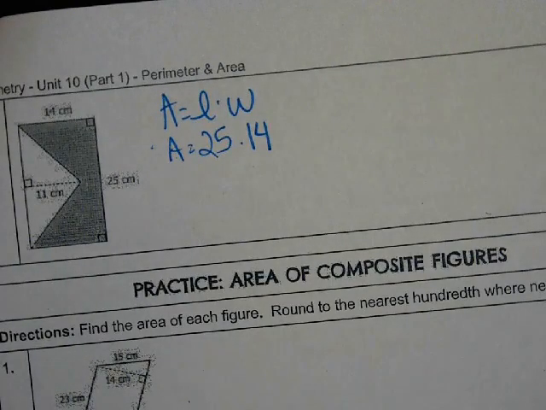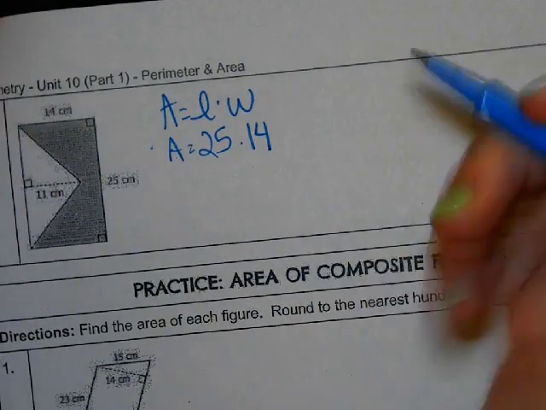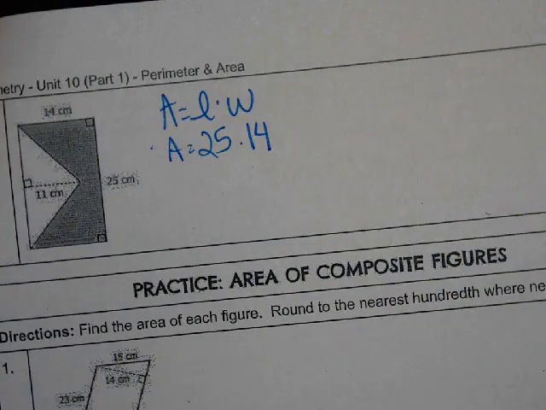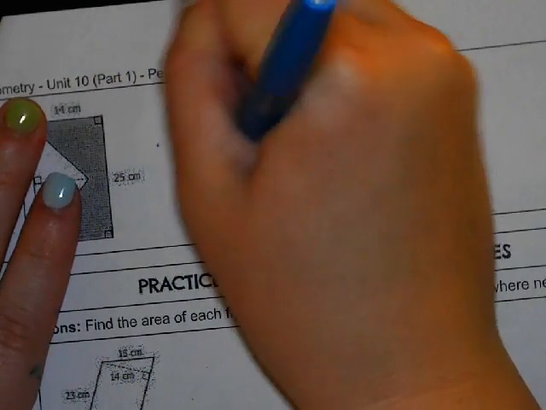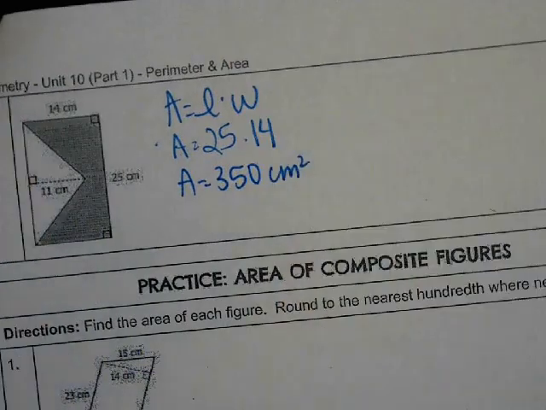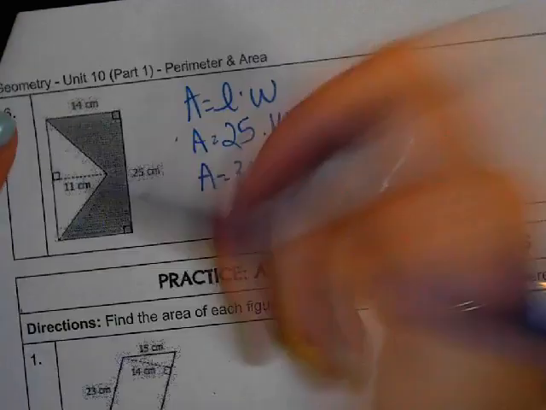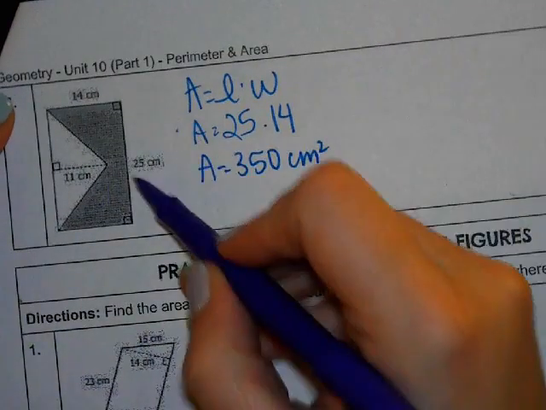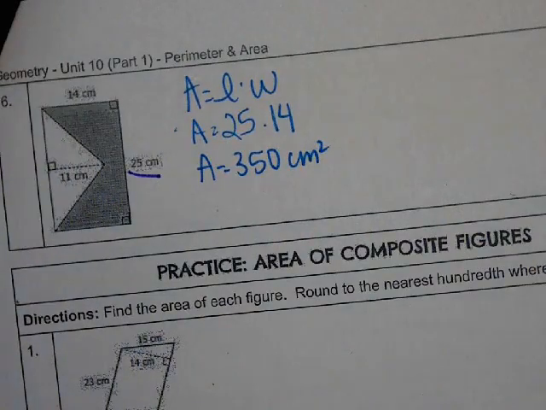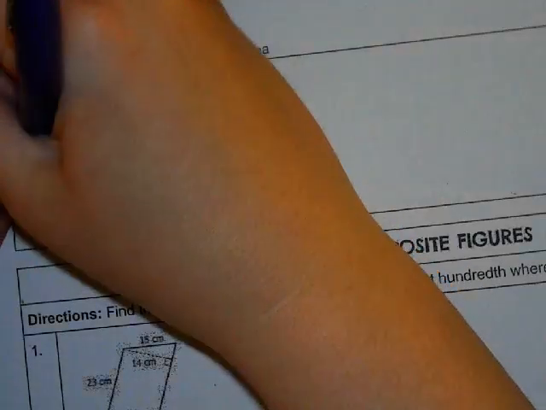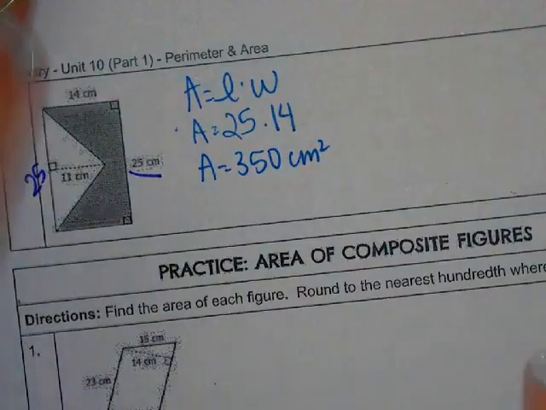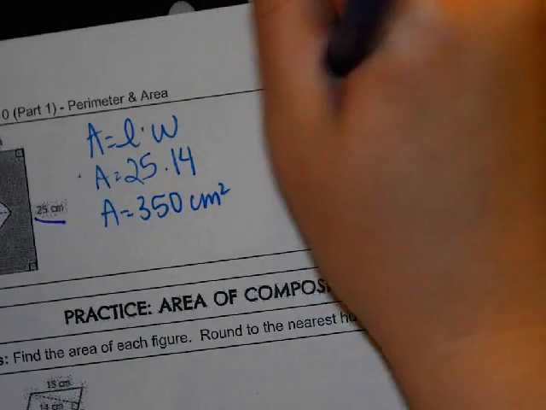So I'm going to multiply these two numbers together. When I multiply 25 and 14, I get 350 centimeters squared. Now next I have the unshaded. My unshaded here is a triangle. And I know the base of the triangle already, because if this is one side of the length of my rectangle, it is also that same length on the other side. So my formula for my triangle is half base times height.